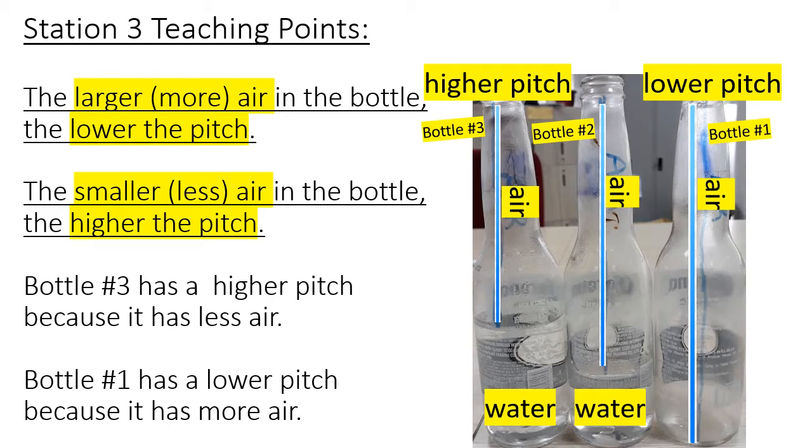What did we notice when we blew into each of these bottles? So if you notice, bottle 1 has no water, just air. Bottle 2 has some water and a lot of air, and bottle 3 has more water and less air. So our observations were the larger the amount of air in a bottle, the lower the pitch. The smaller amount of air, less air in the bottle, was a higher pitch. So bottle 3 of these 3 bottles has a higher pitch because it has less air. Bottle number 1 has a lower pitch because it has more air.